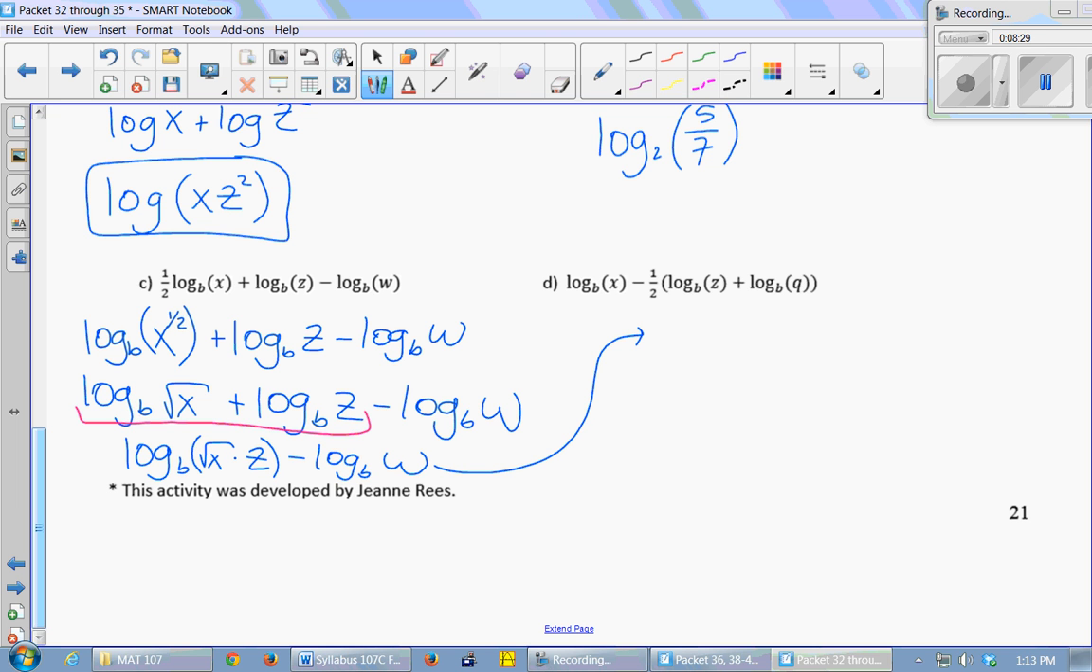And then I have the difference of 2 logs, and I can combine them into a single log by taking a quotient of the inputs. So I have log base b of square root x times z over w.